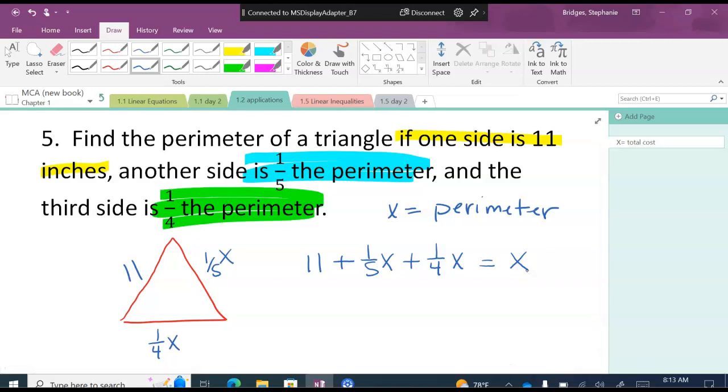Get rid of your fractions. Don't forget to multiply every piece of your equation. Once you solve for x, that is the perimeter.